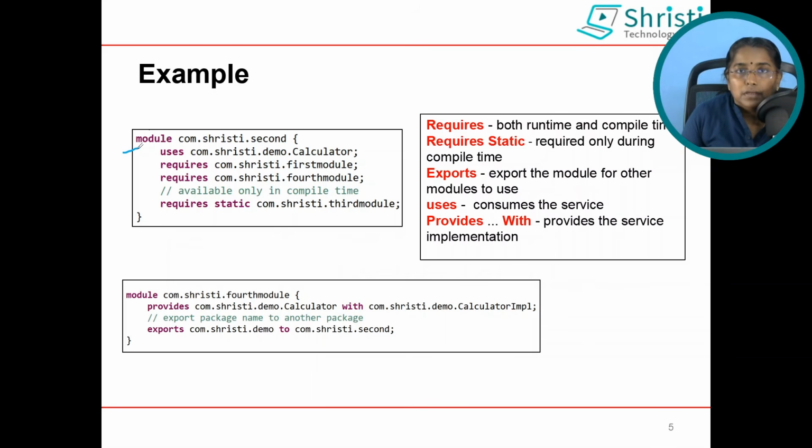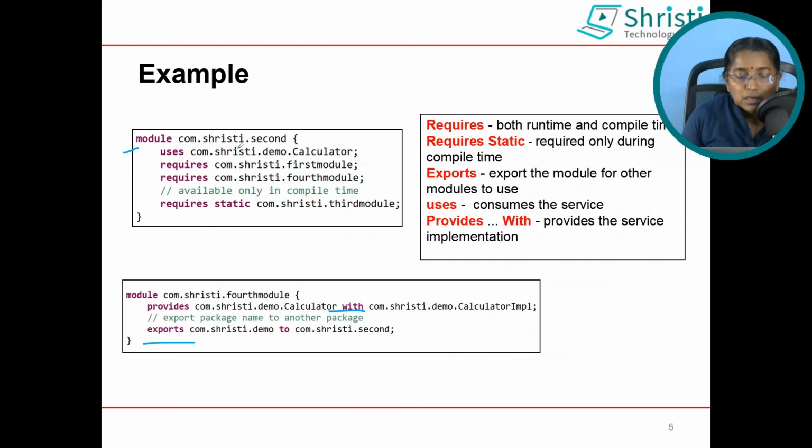Module name. Here you can see there are a few keywords: uses, requires static, provides with, exports. What are these? These are called module directives, which means this indicates what a module has to do. Uses means the dependency of this particular module.